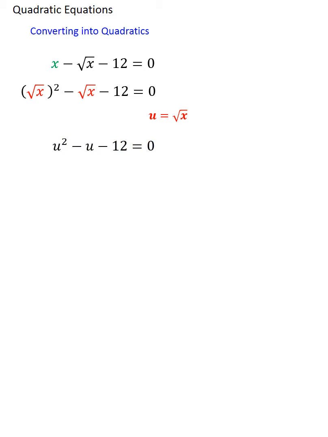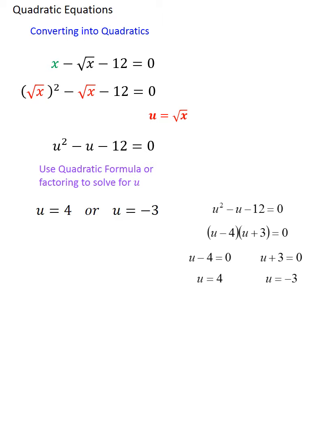Okay, now I can take this equation on the bottom of the screen and solve using the quadratic formula or factoring, depending on if it's factorable. It turns out it is, and I used the factoring method, as you can see on the right side of the screen here. I used the factoring method to discover that u is 4 or u is -3, two solutions for u.